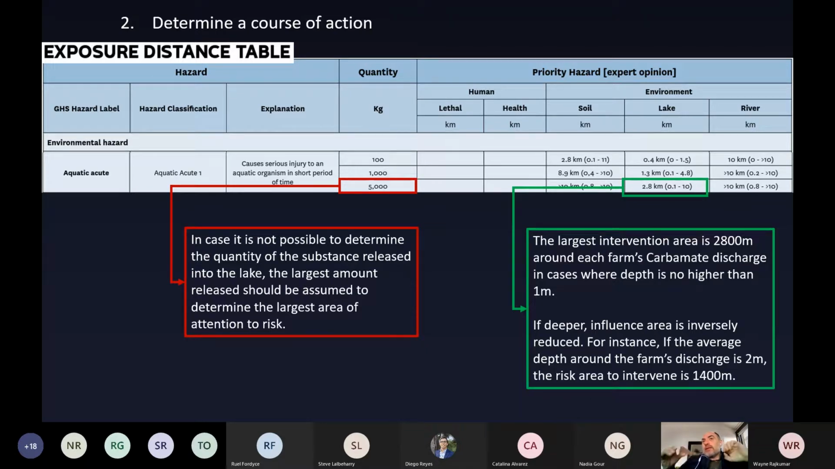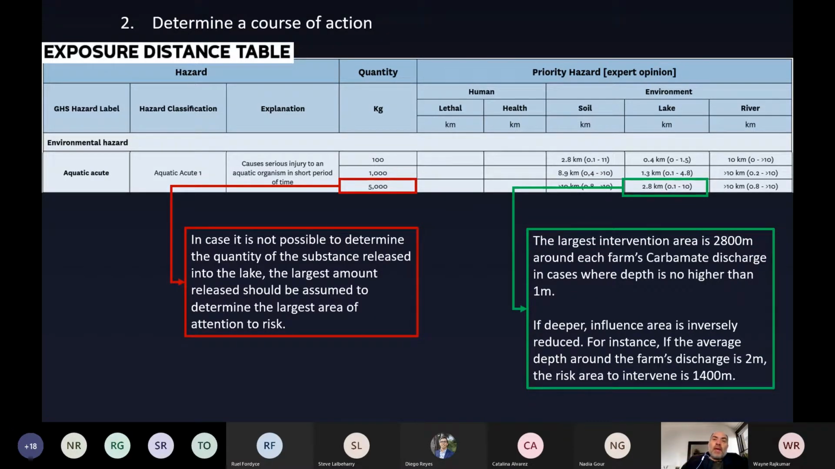Diego also explained that if I have a discharge into a lake, the presupposition the FEAT tables made is that the lake is 1 meter deep, so from the point where the spill was made you take a cylinder of 1 meter deep around it. In this case, just suppose that the average depth of the lake is 2 meters.